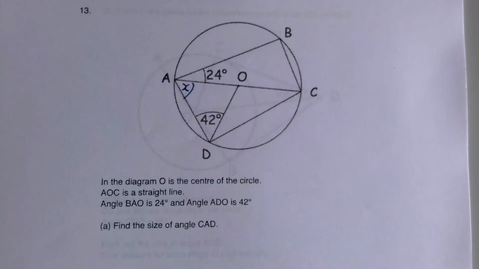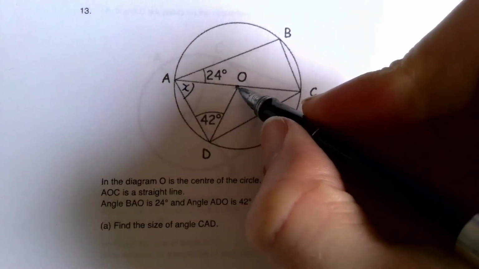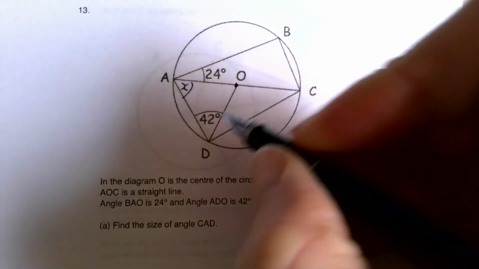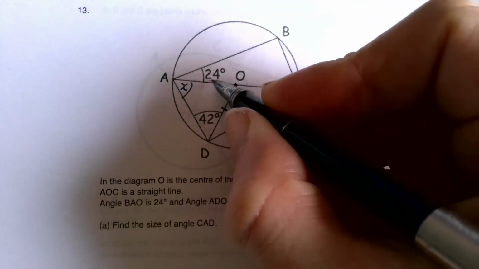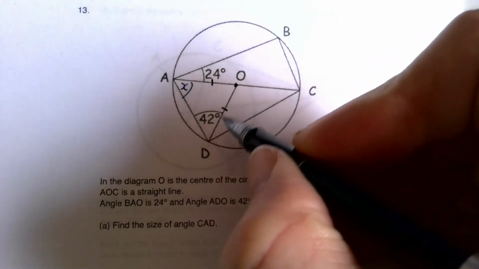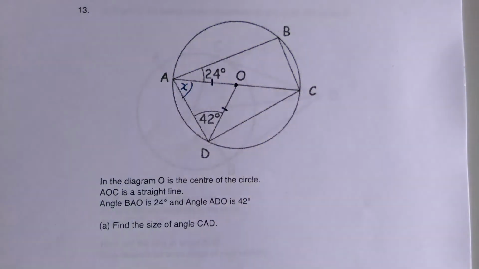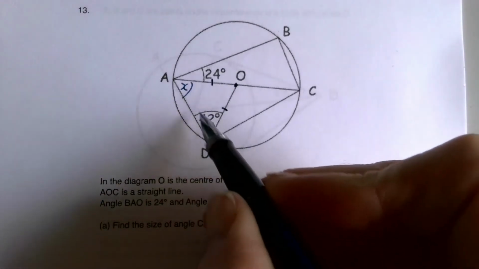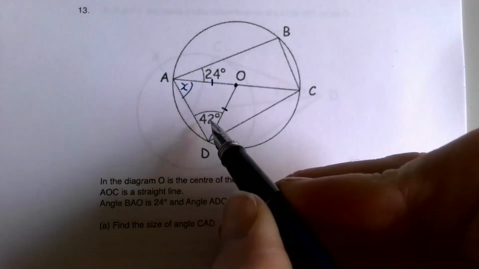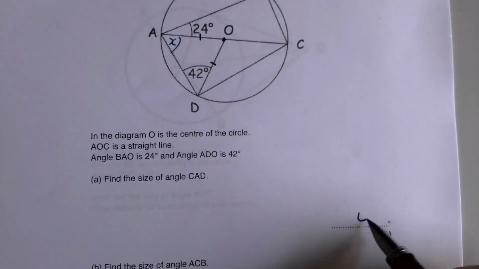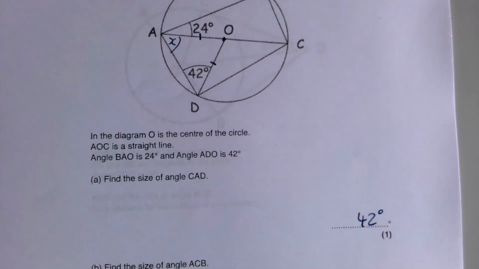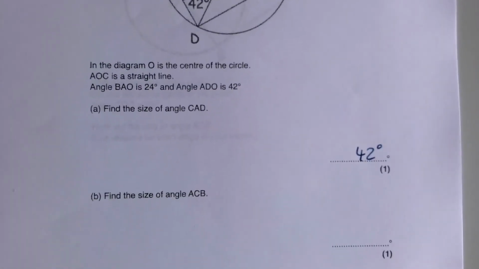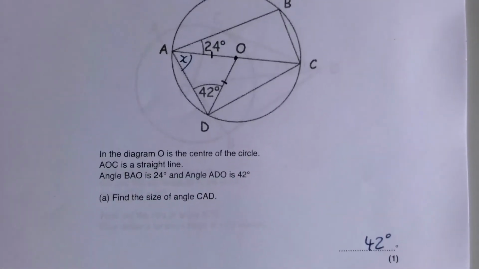Right, now whenever you've got a centre and you've got lines from the centre, from the circumference to the centre, they are going to be the same length, and that gives us isosceles triangles. So if that's 42 degrees, base angles of an isosceles triangle are the same. So that will be 42 degrees because of base angles of an isosceles triangle. Only one mark, so we don't need to give the reason. Find the size of angle ACB.